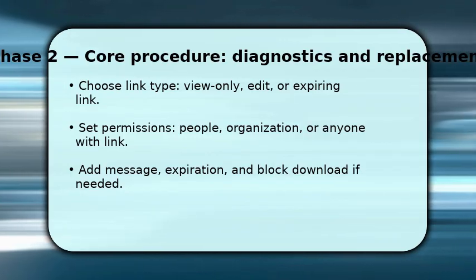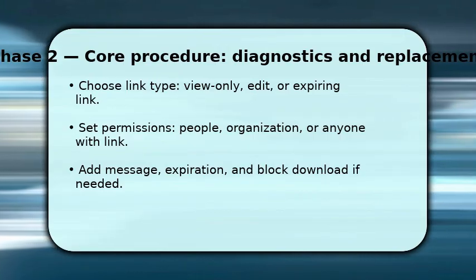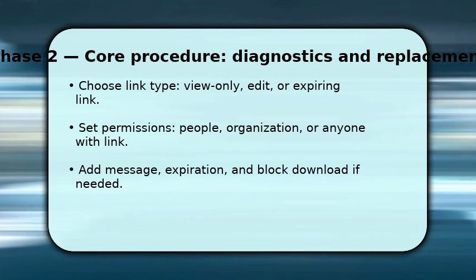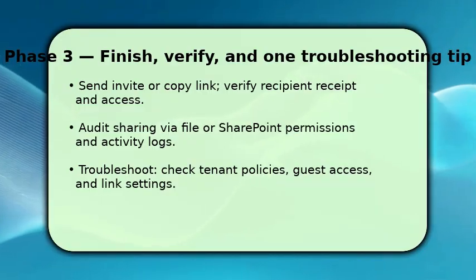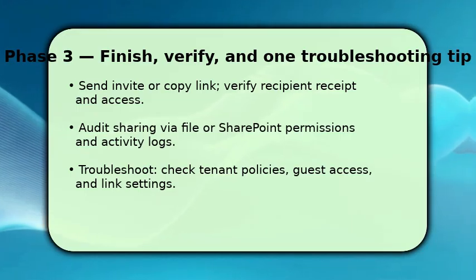Make sure to toggle block download if you must prevent copies, and set an expiration date when temporary access is required. Then add a clear message explaining why they need access so recipients understand expectations. You finish by sending the invite or copying the link and confirming the recipient can open the item. Ask them to report errors immediately.